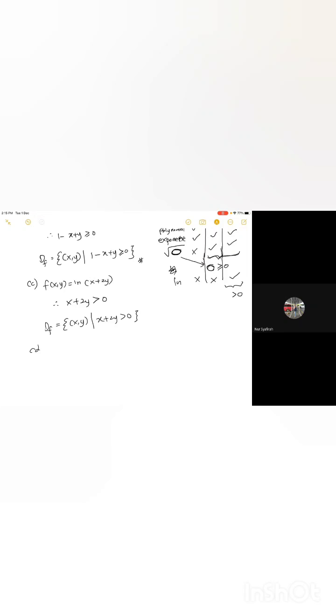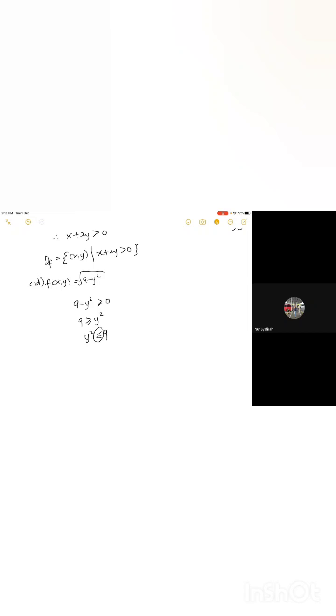Okay, lastly, D. So again, it is a square root, right? So 9 minus y squared must be greater than or equal to 0, including 0. However, the y is in the power of 2, in square form. Now we want to find only y, the variable only. So we have 9 greater than or equal to y squared, or y squared less than or equal to 9.